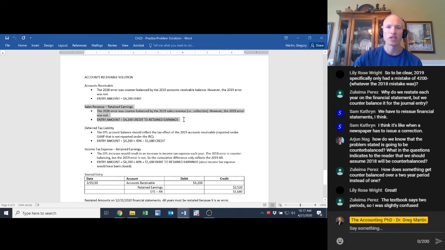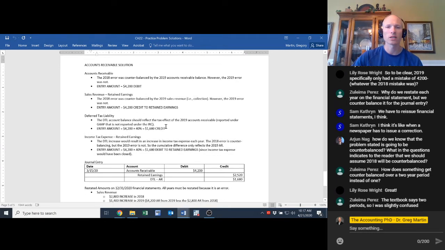And so you have the retained earnings increase due to the sales revenue, but you also have the retained earnings decrease due to the higher income tax expense. These two items together are what give you the after-tax effect, just to highlight that to you. And so let's jump down to the deferred tax liability.